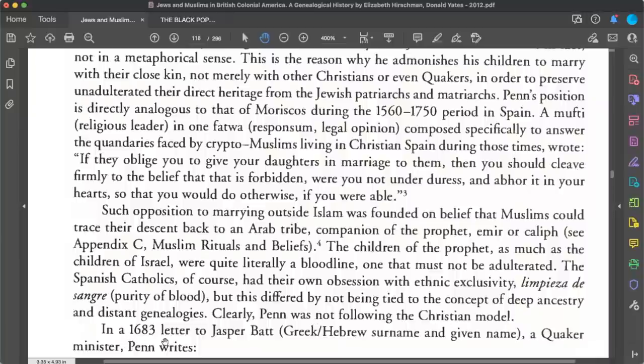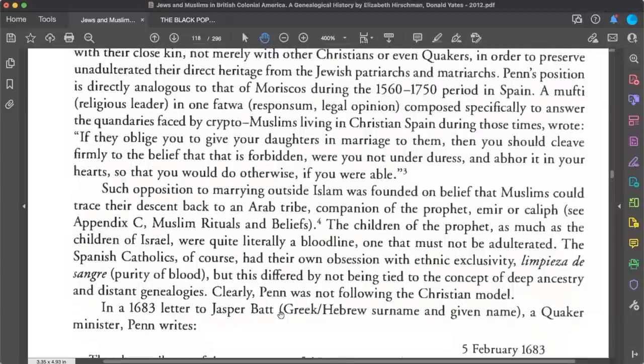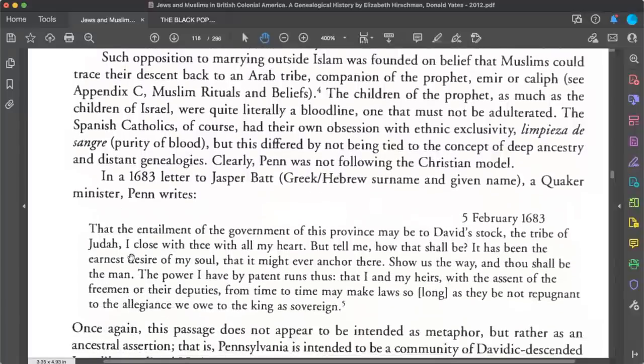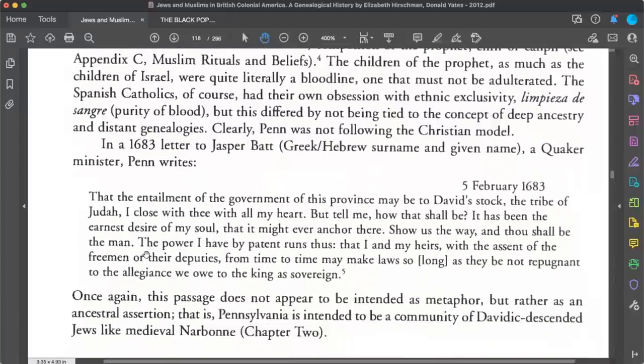In a 1683 letter to Jasper Batt, Greek Hebrew surname and given name, a Quaker minister, Penn writes, that the entailment of the government of this province may be to David's stock, the tribe of Judah. I close with thee with all my heart, but tell me how that shall be. It has been the earnest desire of my soul that it might ever anchor there. Show us the way, and thou shalt be the man.